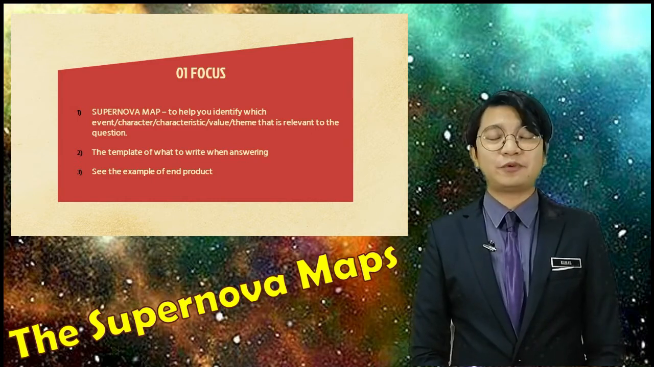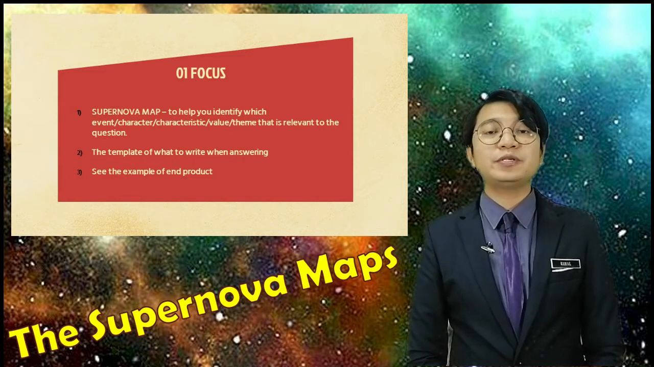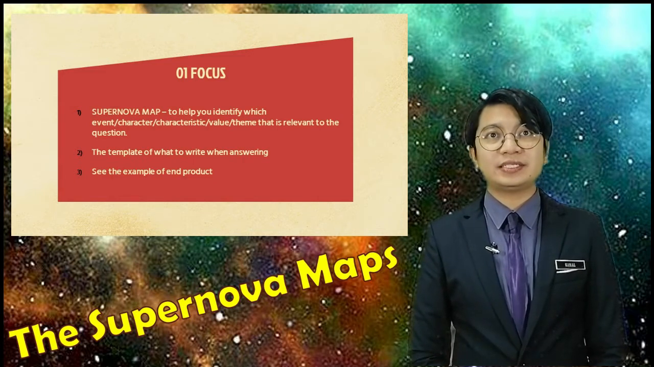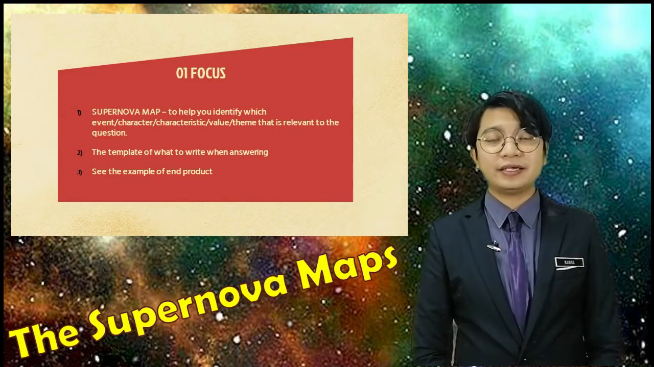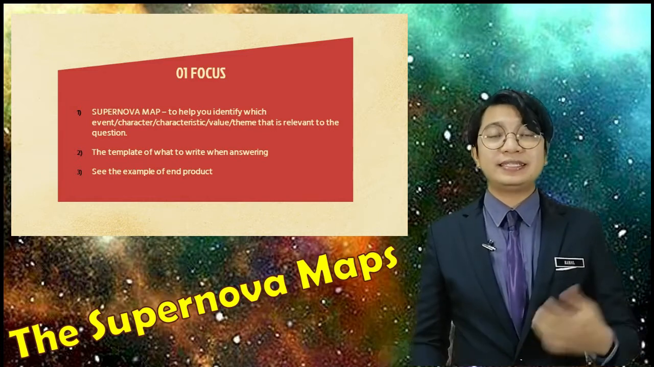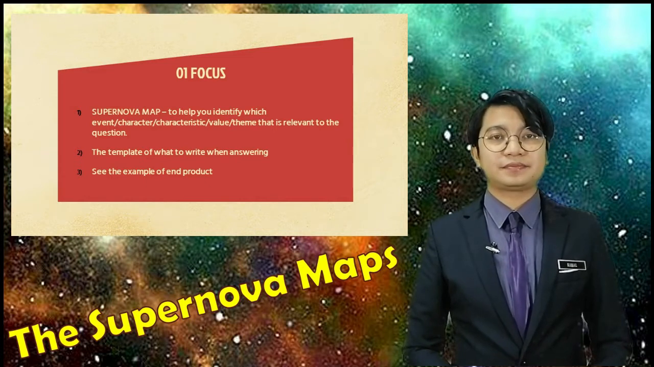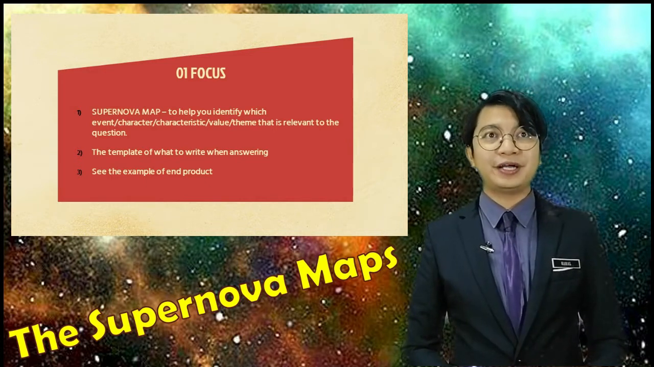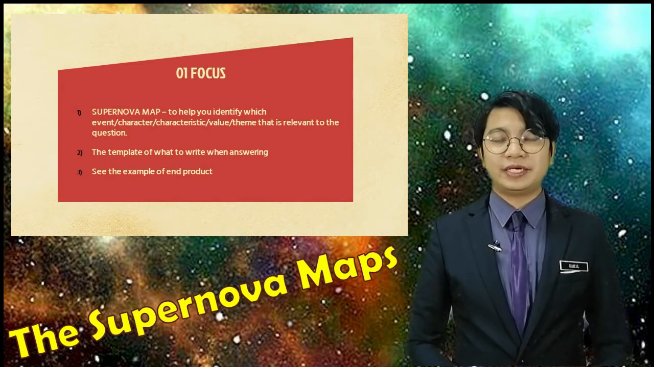As some of you have problem to identify relevant evidence for the question, the Supernova Map can help you to practice and revise the questions. The map will serve as a guide to identify which event, characters, theme, or values that is relevant to the questions. Meanwhile, the How to Write template will help you to organize your answer and determine what you should write.